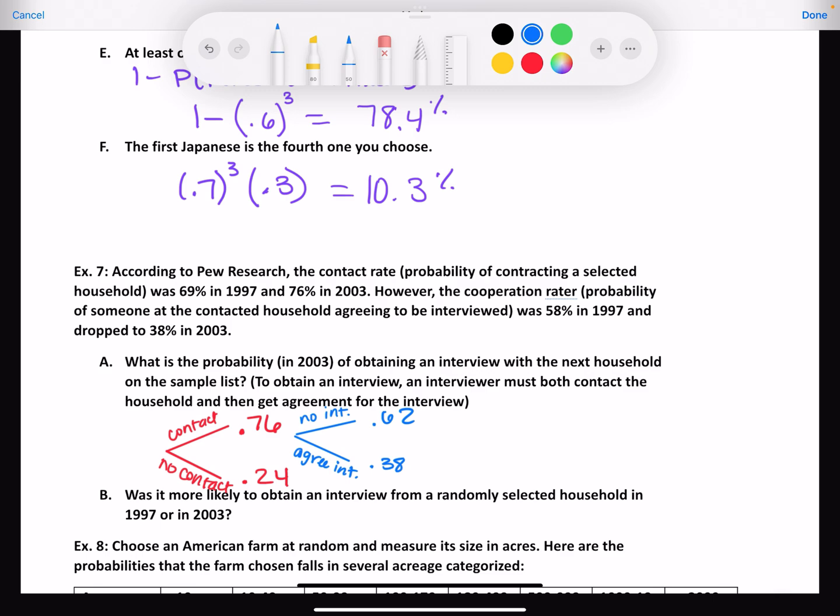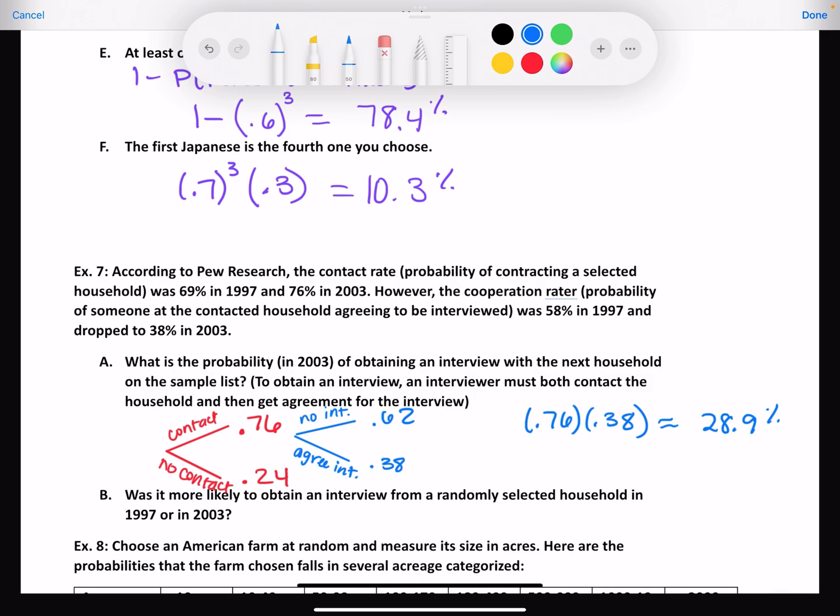So we want the probability of obtaining an interview with the next household, meaning they have to make contact and then they have to agree to an interview. So 0.76 times 0.38, and that's going to be 28.9%. So yes, you could have done this without drawing the little diagram, but just to help you see exactly what we're looking at, sometimes it's easier to have the little diagram.